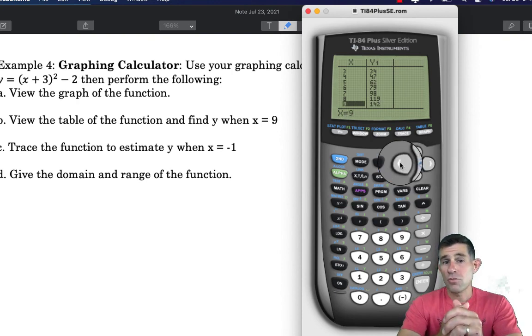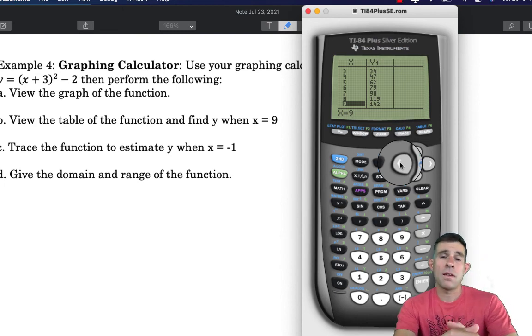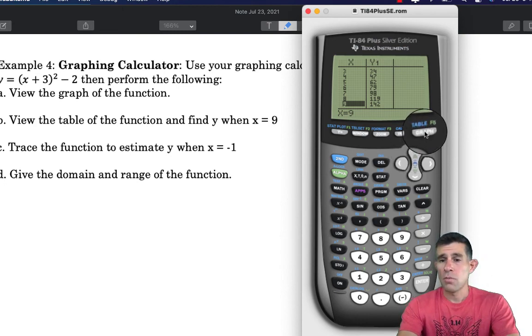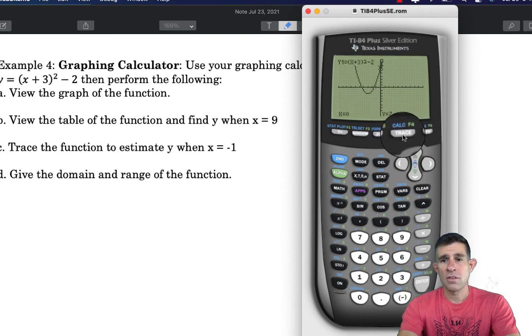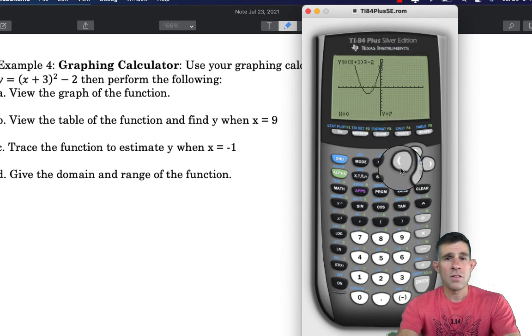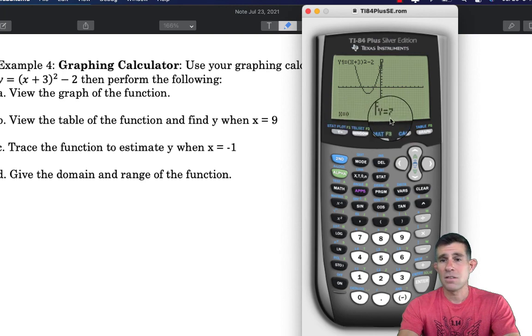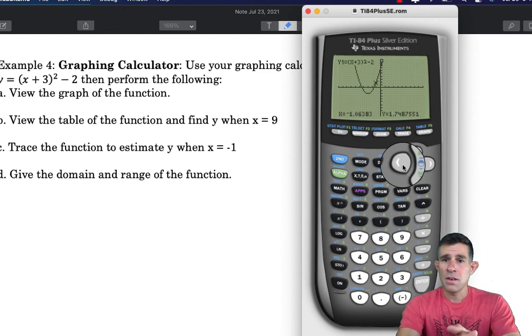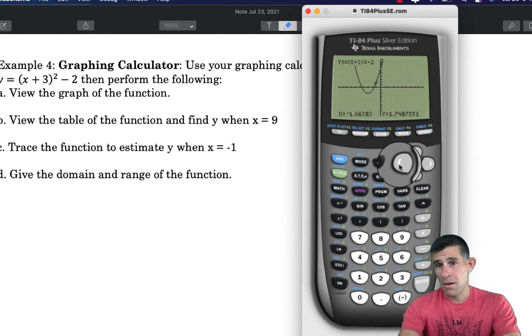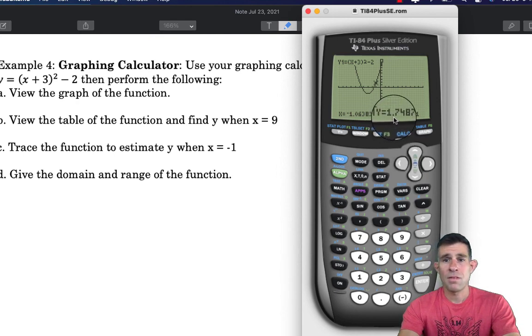Next, we're asked to trace the function to estimate y when x is -1. So we're going to go back to the graph by pressing the graph function and then the trace function. Now you should see a little cursor placed on your graph. When we trace, we always move left and right with our left and right arrows. So you can see the coordinate that it starts me on is when x is 0 and y is 7. So I'm going to move to the left here to get close to -1. When x is equal to -1 or approximately -1, my y value looks like it's around 1.75.